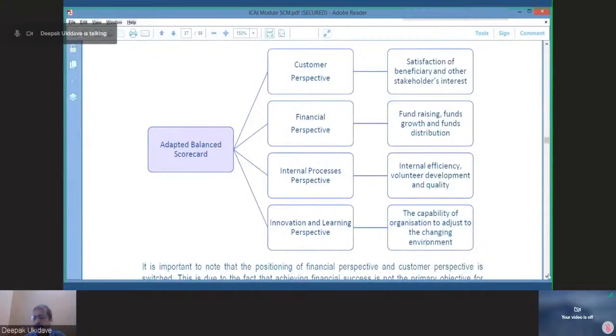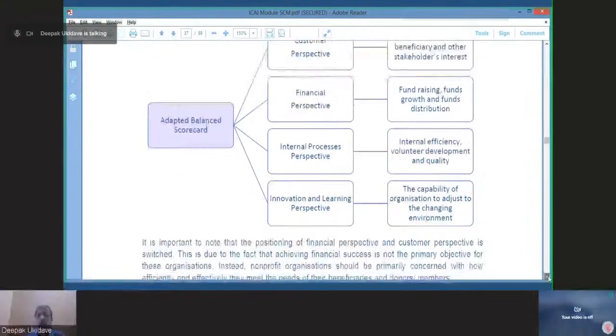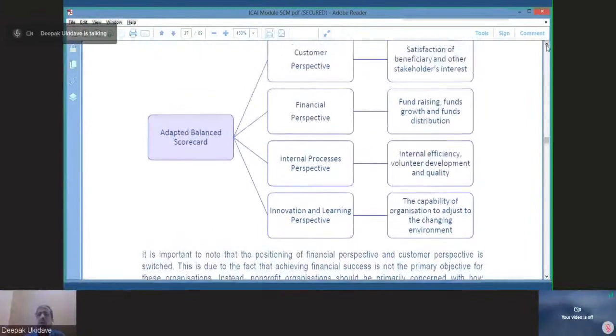So shall we summarize this adapted balanced scorecard model? The adapted balanced scorecard model will have customer perspective at the top, then financial perspective in the second place, internal process perspective in the third place, and innovation and learning perspective in the fourth place. So the points of difference: customer perspective and financial perspective interchange their position. First and second become second and first. Second, instead of internal business processes we call it internal processes. Third point of difference, we don't say learning and growth, we say innovation and learning perspective.